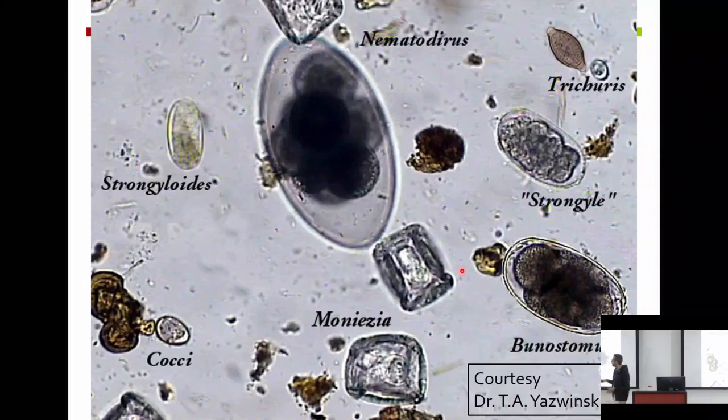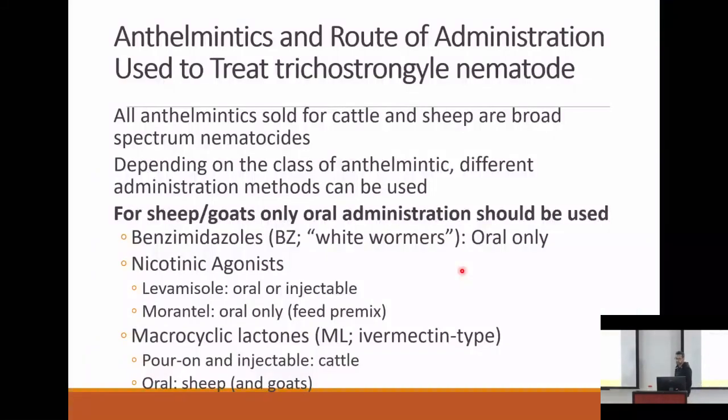Other than that, you can easily differentiate Nematodirus. This is one of the Trichostrongyles. That is the only one you can identify: yes, this is Nematodirus, and this is a Trichostrongyle egg. Other than that, Moniezia is a tapeworm, and coccidia are protozoans. Maybe you will see all of these other Trichuris there. So as far as Trichostrongylus, you will definitely say these are Trichostrongyle eggs, except Nematodirus.